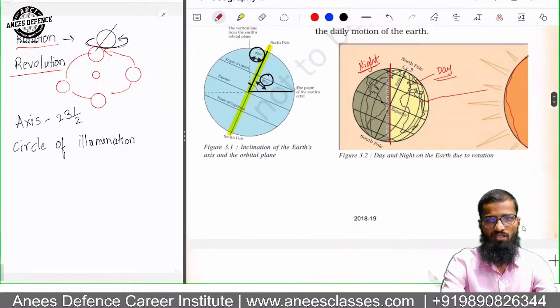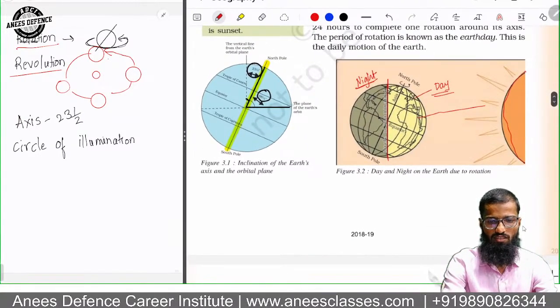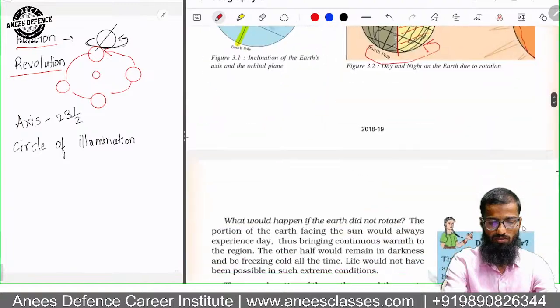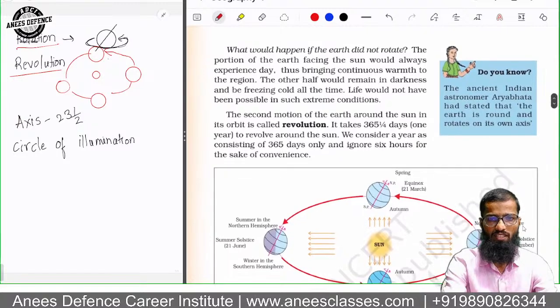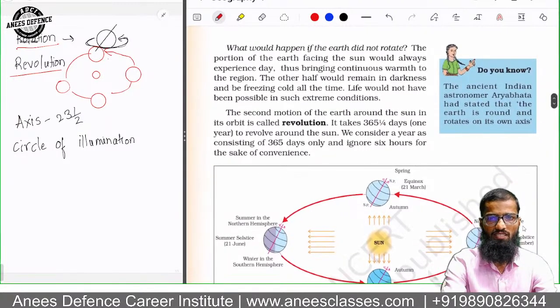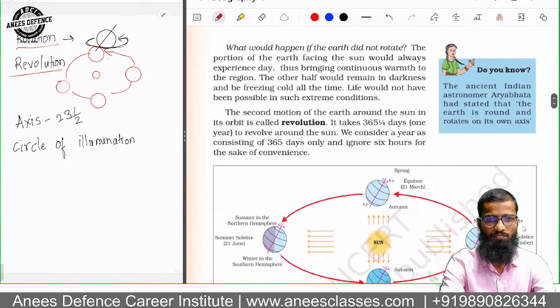Here, look at this diagram. Now imagine that there is no rotation. So you will see the continuous exposure of this portion to the sunlight, and this part will always be in the darkness. So the portion of the earth facing the sun would always experience the day, thus bringing a continuous warmth to the region, and the other would remain in the darkness and be freezing cold all the time.